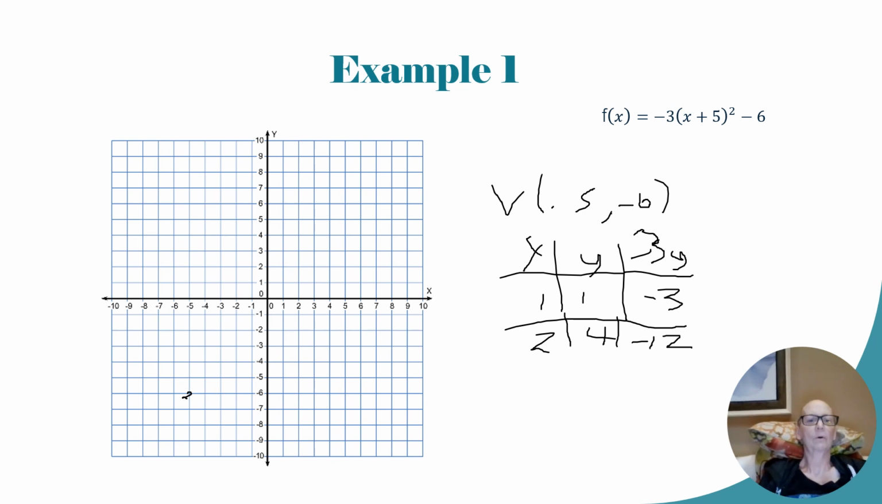This is negative, so we're going to go down. Over 1 and down 3. 1, 2, 3. And then over 1 and down 3. And that's all I can get in there.